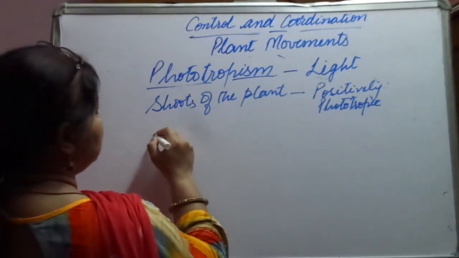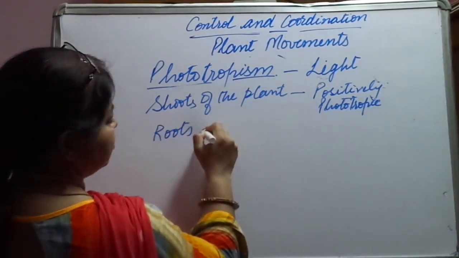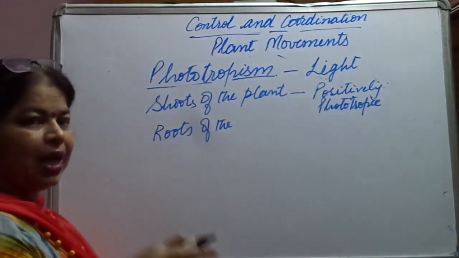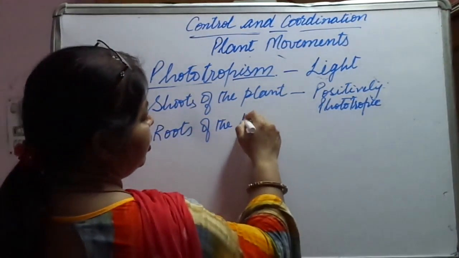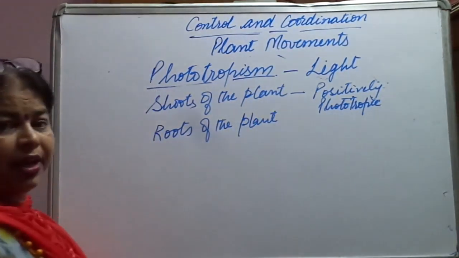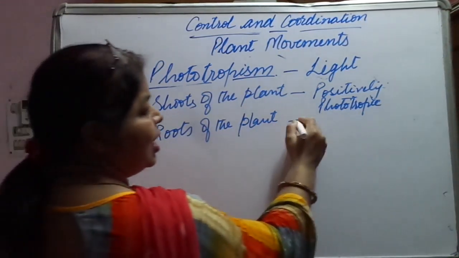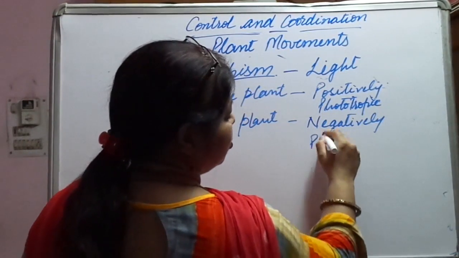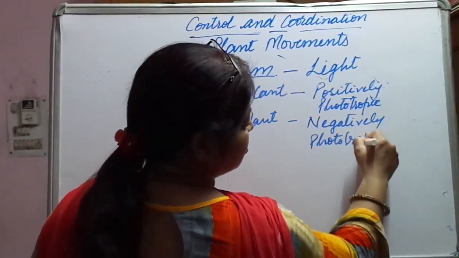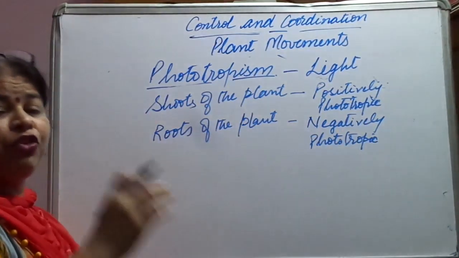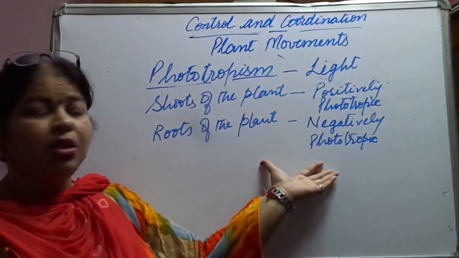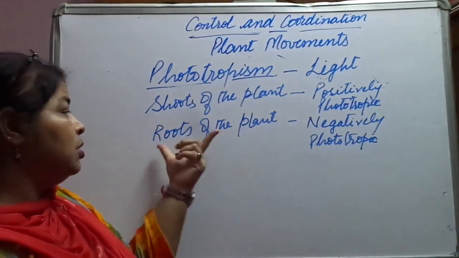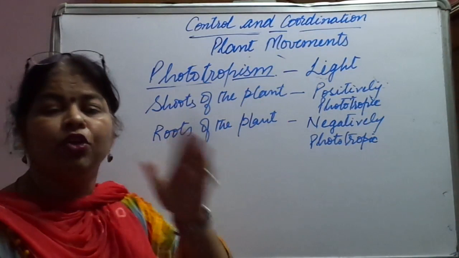Okay, what about roots? Where are they growing? They are growing under the soil, so they are growing in darkness. So what do you think? Will it be mentioned that roots of the plant are negatively phototropic, meaning they are growing away from the light? Understood? So we have mentioned here positively phototropic and negatively phototropic. The roots of the plant are growing away from the light.